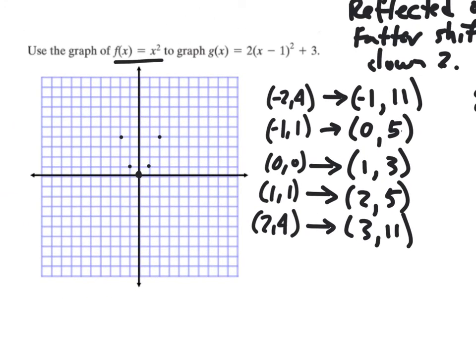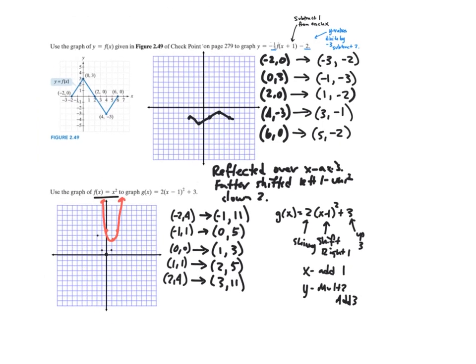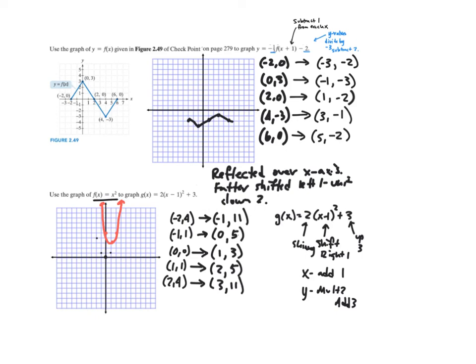I'm going to plot them, and I'm going to do -1, 11, which is way up here. I'm going to do 0, 5, which is here. I'm going to do 1, 3. I'm going to do 2, 5, and then 3, 11. And this is my new parabola. It's a little bit skinnier, and it's been shifted right 1 and then up 3.